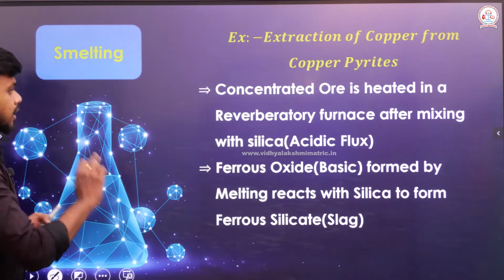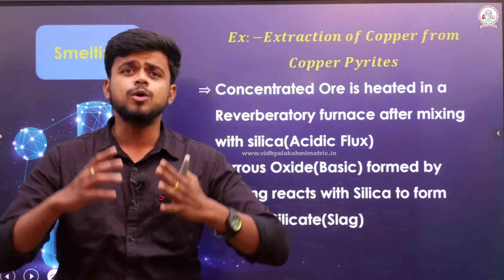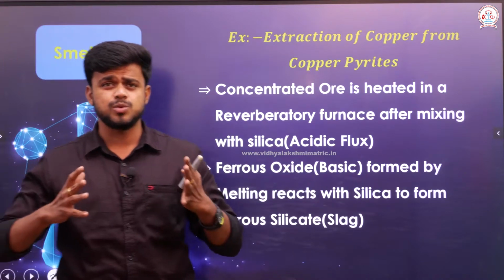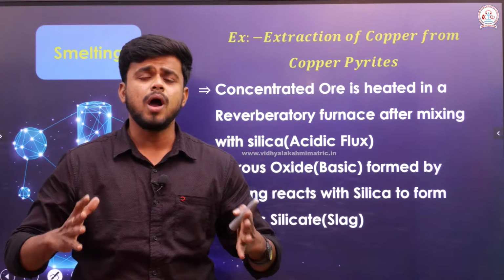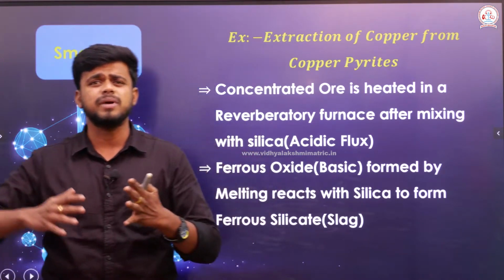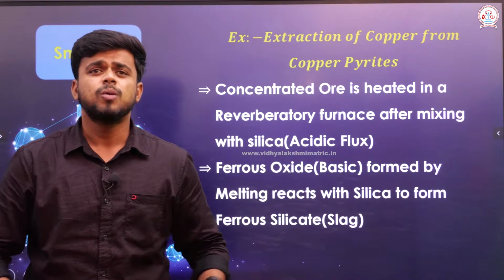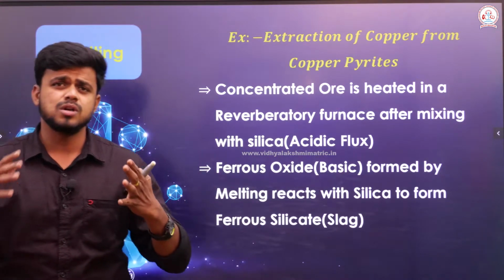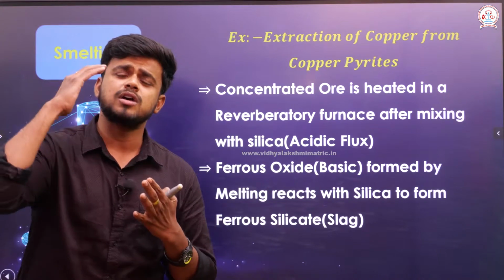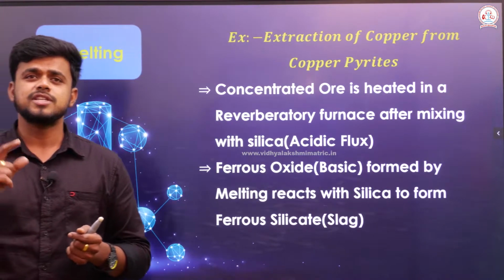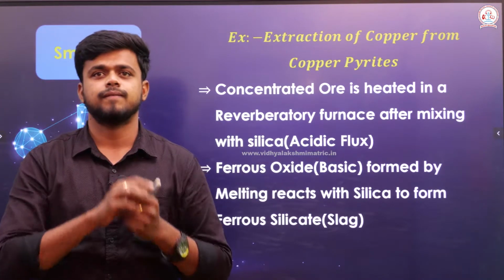Okay. Now, we look into one more example which will clearly state what is actually happening behind the process called smelting. What are all the apparatus, what are all the equipments, and how the process has been done. Those things will be answered right now.